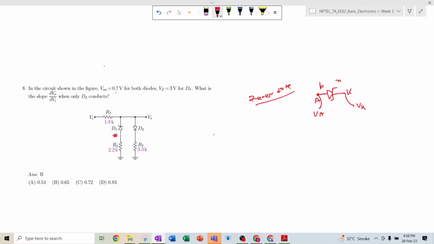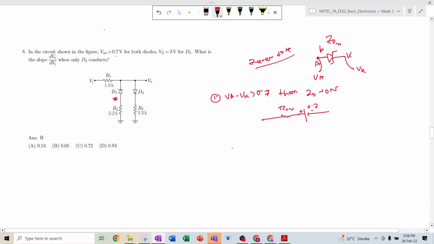So how can we write the model? Whenever VA minus VK is greater than 0.7 volt, it acts as a normal diode. The Zener diode becomes on, and then we can replace it by its equivalent model, which is the on resistance R on and the cut-in voltage of 0.7 volt. So this is one model.